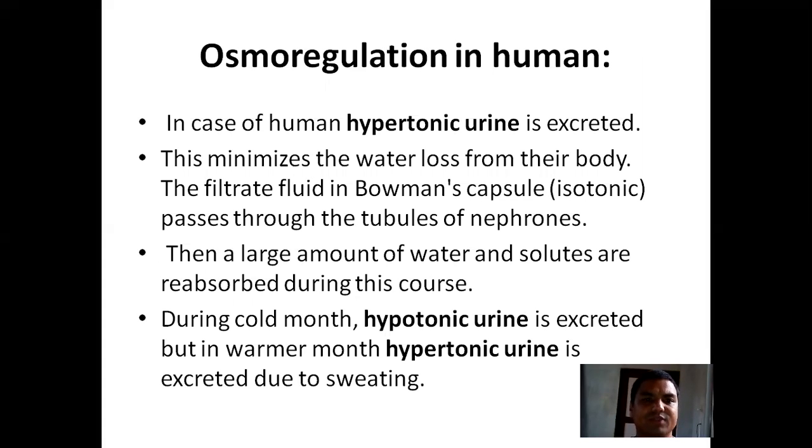Osmoregulation in human. In case of humans, hypertonic urine is excreted. This minimizes the water loss from their body. The filtrate fluid from Bowman's capsule passes through the tubule of nephrons. Then a large amount of the water and solutes are reabsorbed during this course. During cold months, hypertonic urine is excreted, but in warmer months, hypotonic urine is excreted due to sweating.